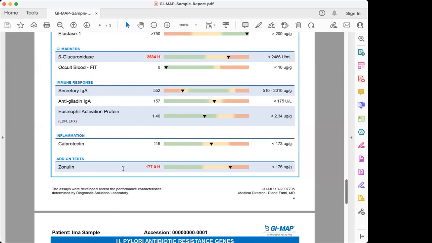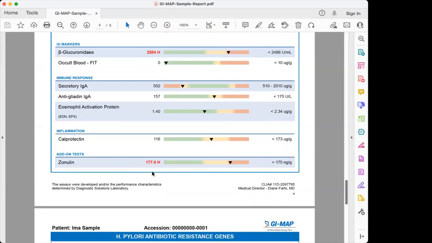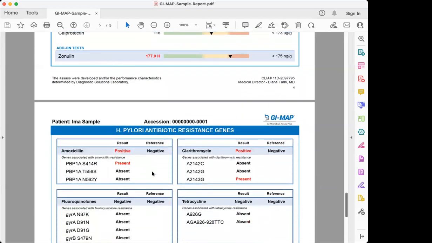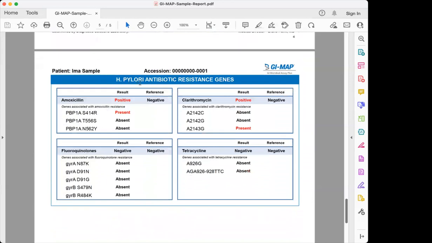And then zonulin is an add-on. I typically don't test this because it is not an accurate test. It's kind of up and down throughout the day, so we can get a misleading read. I actually like a blood-based test called the Cyrex Array 2 for that if I'm suspicious. And then it also gives us the antibiotic resistance genes, tells us if we should be using certain antibiotics or not, amoxicillin, etc., in order to kill off anything should we need antibiotics.